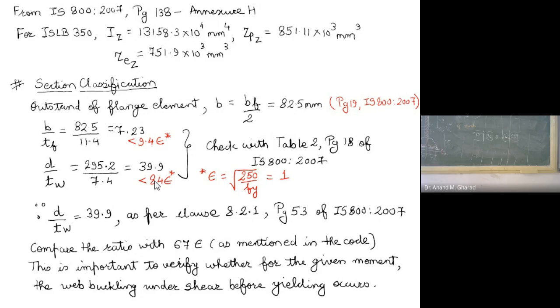So it is okay. Local buckling can be eliminated because both these elements, that is the flange and the web, lie in the plastic section. So this is fine, right? Once we have decided that, then we can go further for the design process. That process I will be discussing in the next class.